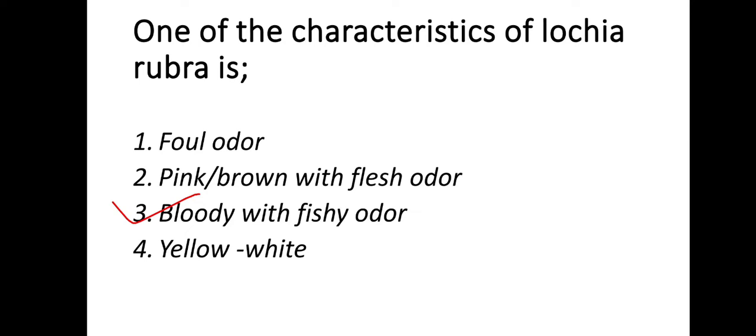Lochia rubra is the first one. 3 to 4 days, and the color is dark red with fishy odor. Second one is lochia serosa and its color is pinkish brown. It will be seen from 4 to 10 days. And lochia alba is the last one. The color will be whitish yellow and it will be seen from 10 to 28 days. Okay.